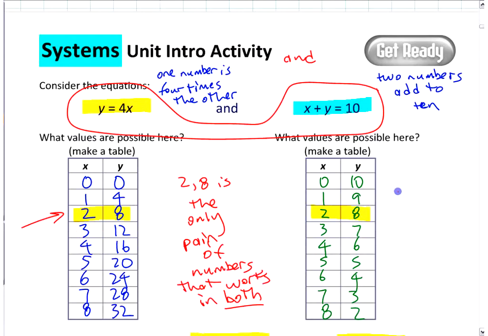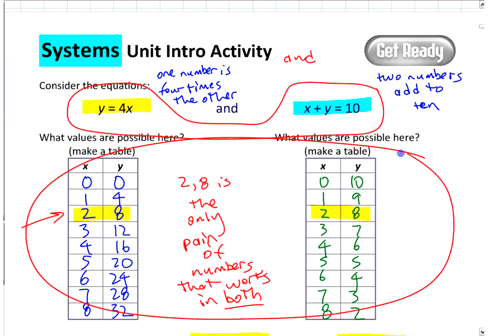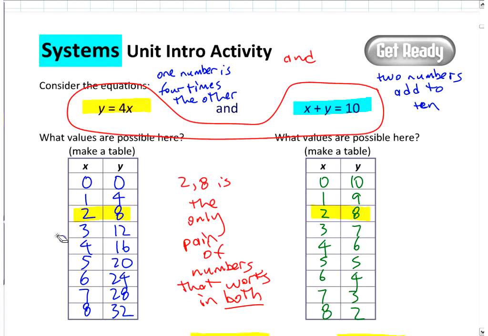It's going to be pretty inefficient to try and solve systems by creating a table, because here we got lucky, we found the solution pretty easily, but it may be that you're going in the wrong direction, you never find the solution. This whole chapter, both chapters 8 and 9, this whole unit is about solving systems and using them to solve problems. You're going to find different ways to solve them.